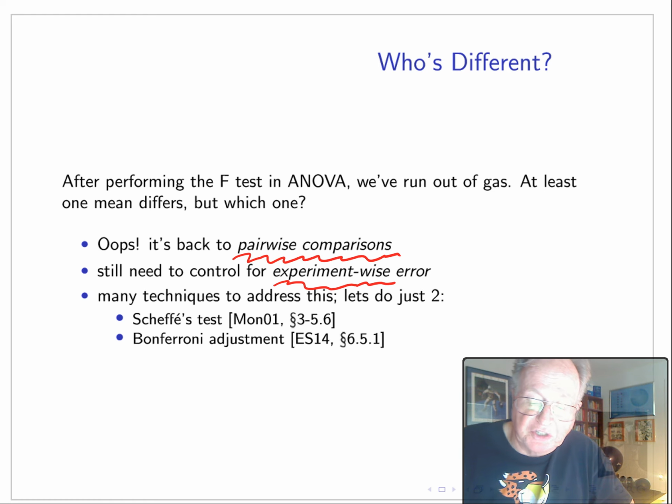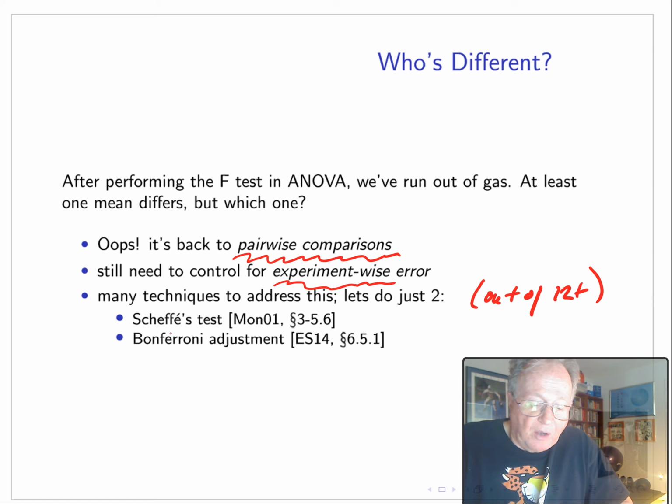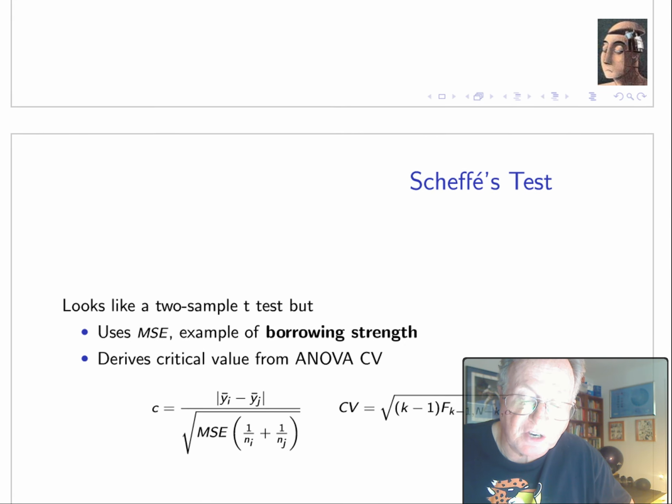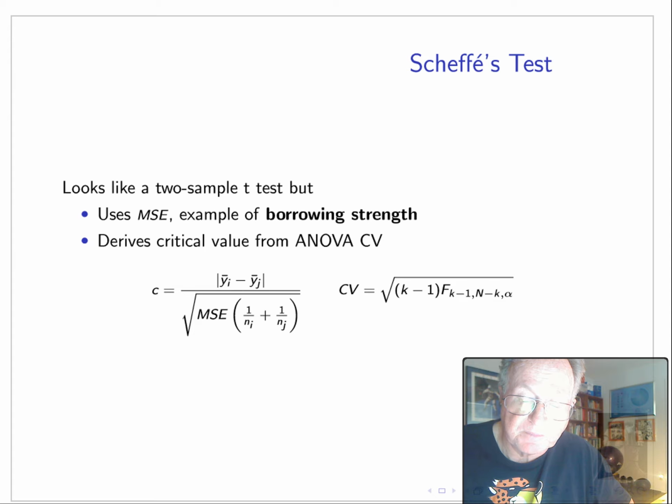We're going to do just 2 of them out of 12 or more possible tests. The 2 tests we're going to use are Chaffee's test, which is a very conservative test, but it requires no new tables, and the Bonferroni adjustment, which also requires no new tables, and it's just a variation on the t-test. Let me talk about those just briefly.